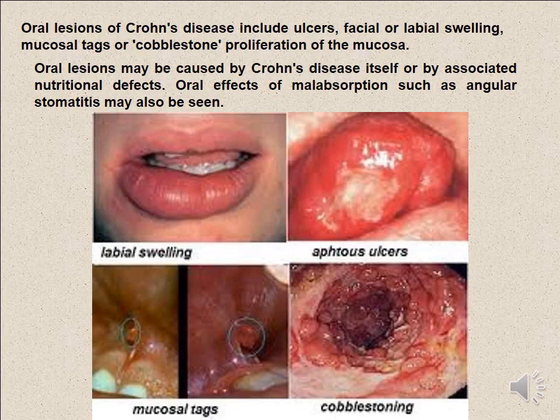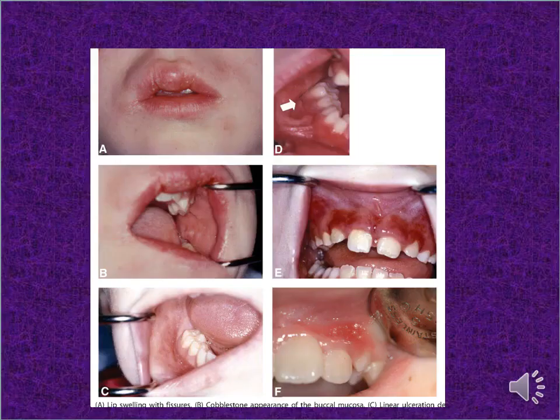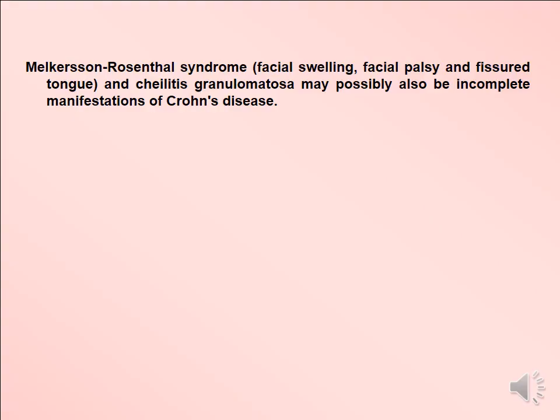Oral lesions of Crohn's disease include ulcers, fissures, labial swelling, mucosal tags, cobblestoning, and perforation of mucosa. Oral lesions may be caused by Crohn's disease itself or by associated nutritional deficiencies and oral effects of malabsorption, such as angular stomatitis, and in cases of anemia and reduced immunity. This figure shows the oral manifestation of Crohn's disease.